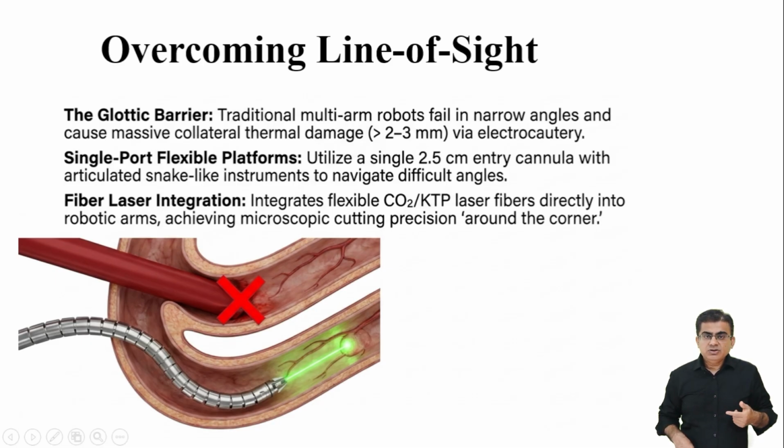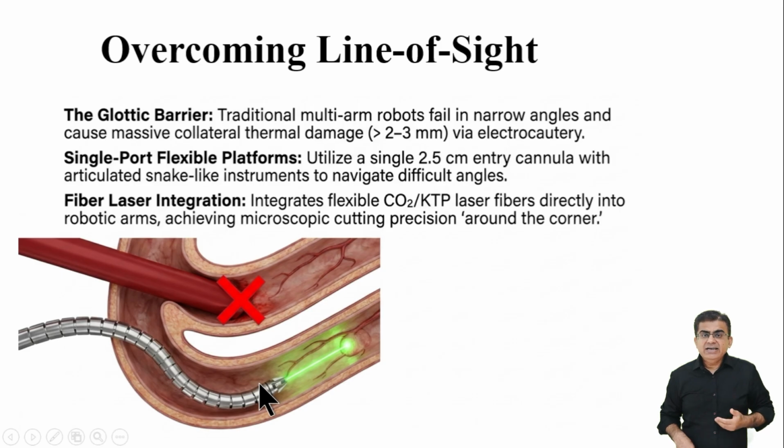Look at the image at the bottom showing the rigid red tube failing to make the turn. This represents our historical line of sight limitation. But now, look carefully at the metallic snake-like instrument gracefully bending around the curve. This represents the exciting new single-port flexible platforms. We can now safely place a single small cannula into the patient's mouth. Through this single port, we deploy highly flexible articulated instruments that easily navigate these difficult anatomical angles.